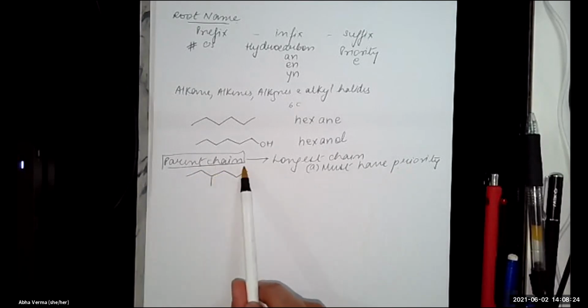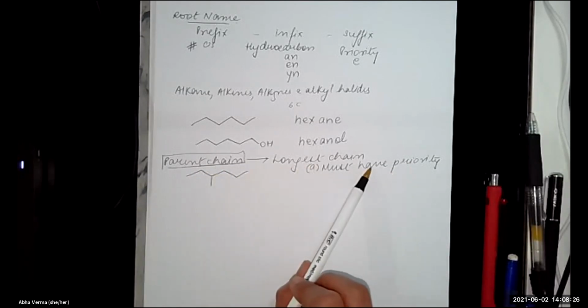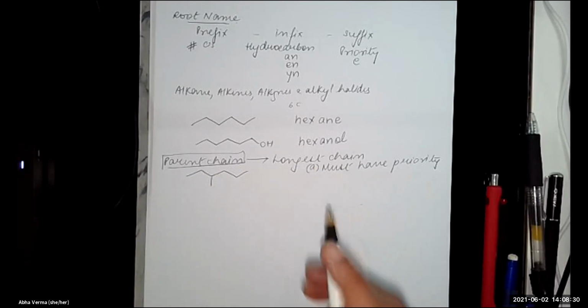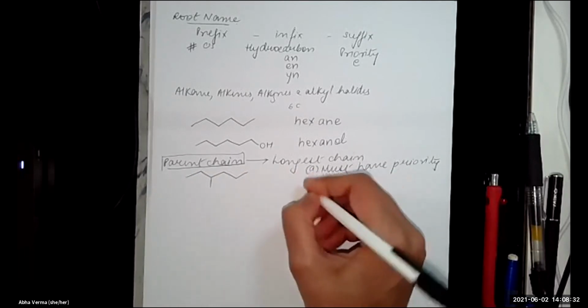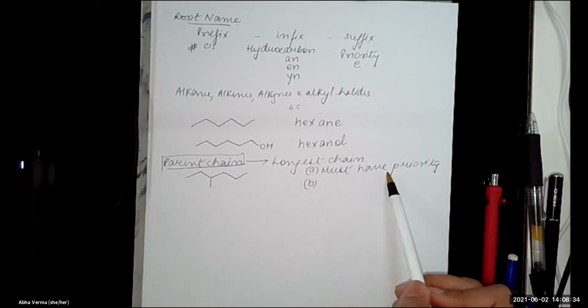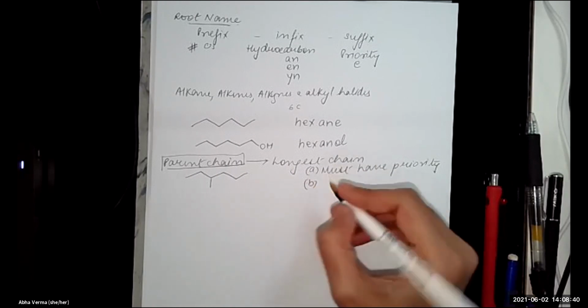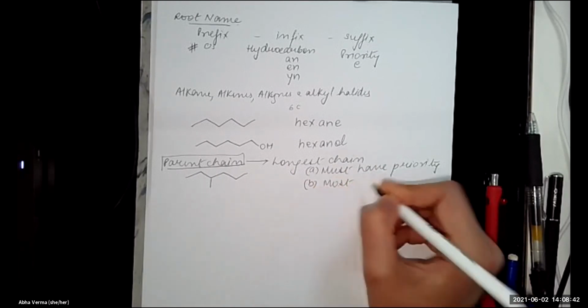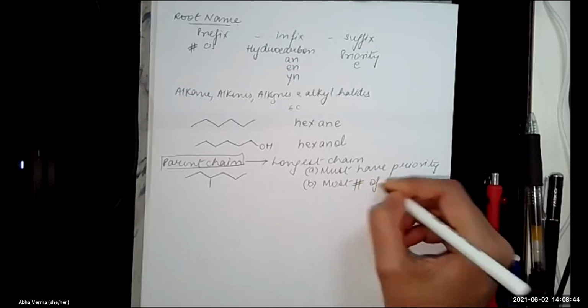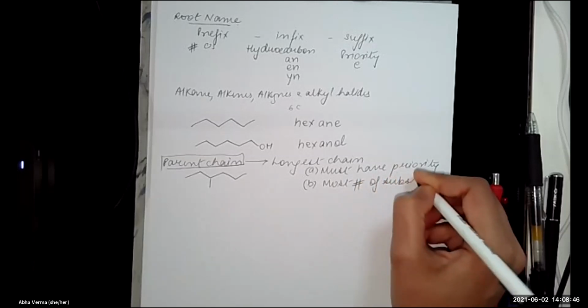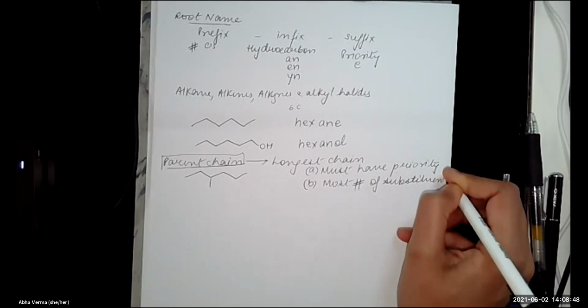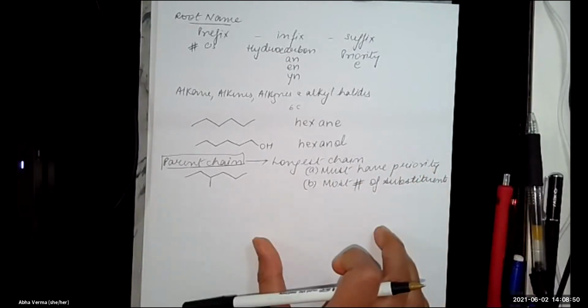When you're looking out for the parent chain, always look out for the longest chain, which must have the priority in it. And the second thing that you must do, after you have figured out priority, is that your longest chain must have the most number of substituents. What does that mean for us?